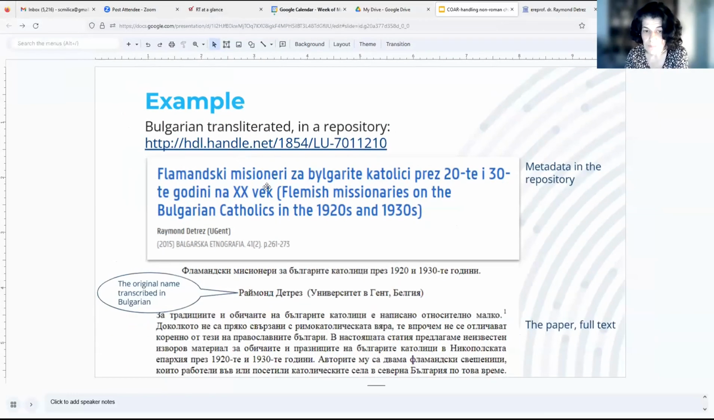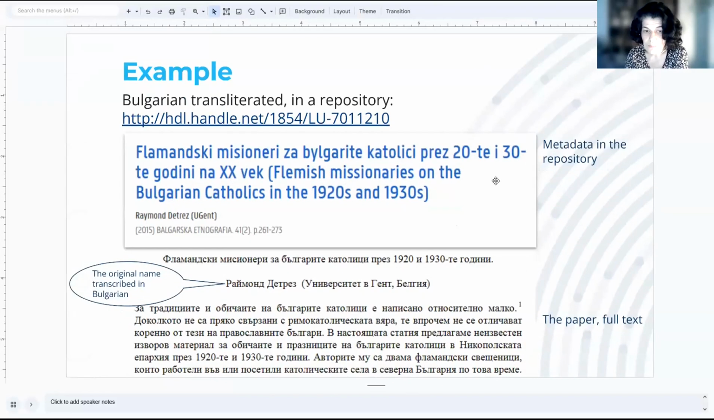So the top example is the record in the repository. You can see that the title is transliterated into the Latin alphabet. It's romanized, and you also have the title in English. So this first part of the title is the transliterated title from Bulgarian, because the document is in Bulgarian. Down there you have a screenshot of the original article, and you can see that it is in the Cyrillic alphabet.